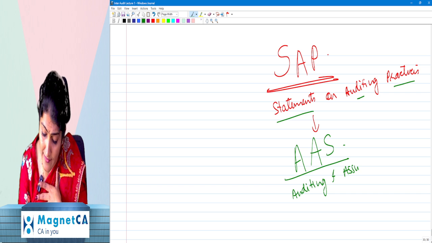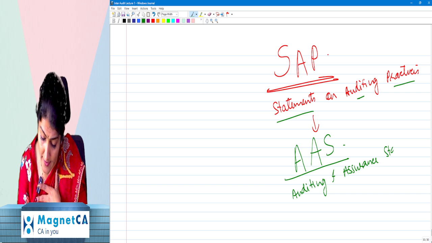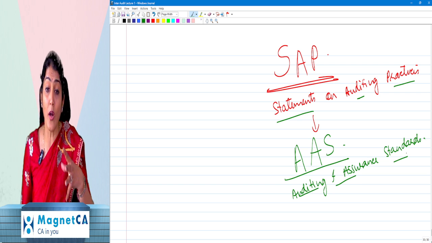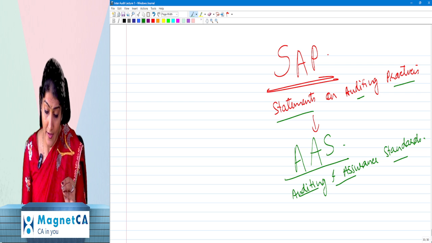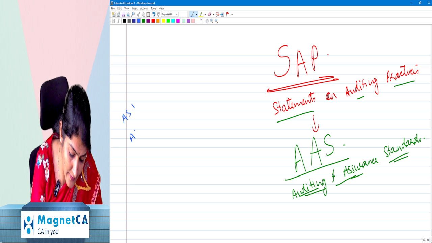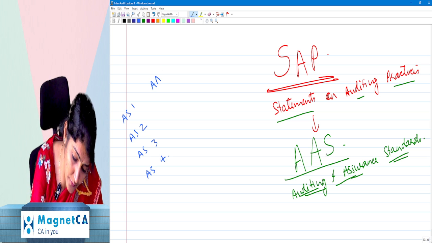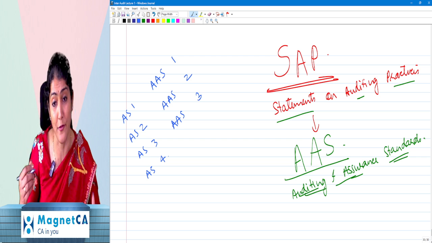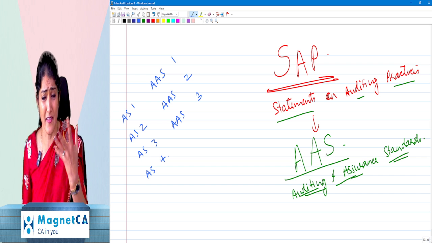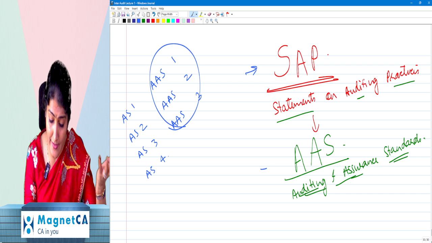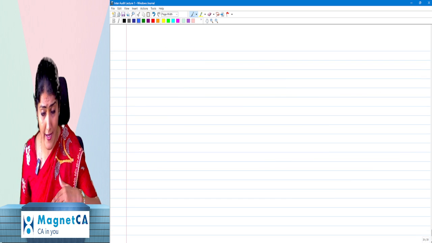So when I wrote my CA Inter and CA Final exams, what was applicable was the AAS, auditing and assurance standards. Just as you see accounting standards AS1, AS2, AS3, AS4, at that time the AAS were also serially numbered like this: AAS1, AAS2, AAS3, AAS4, and so on, up to some 36. This was historical. Then it got replaced and called the auditing and assurance standards.